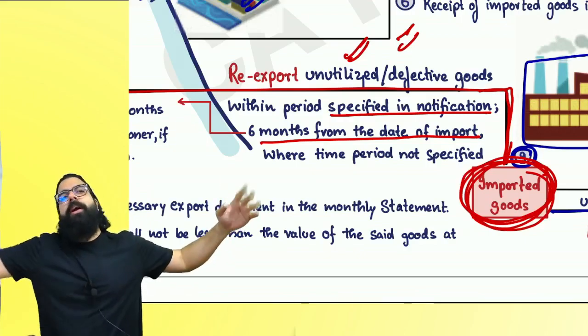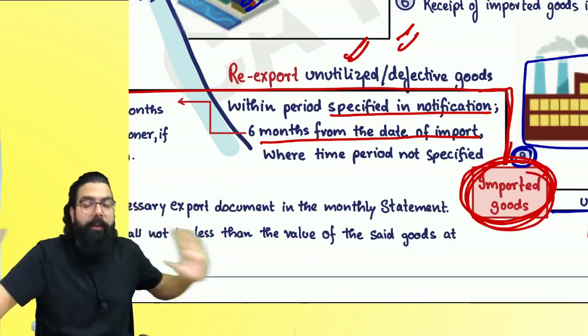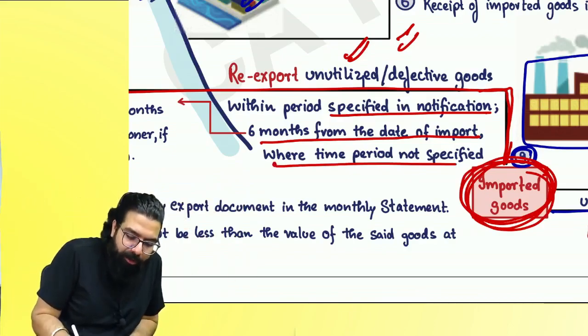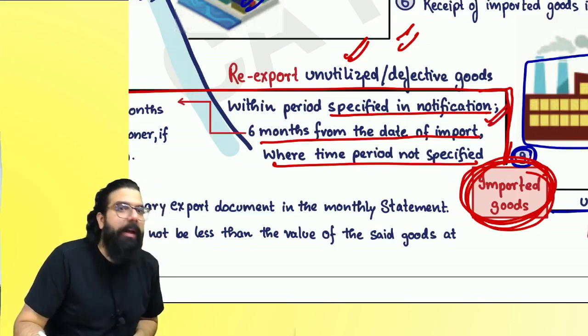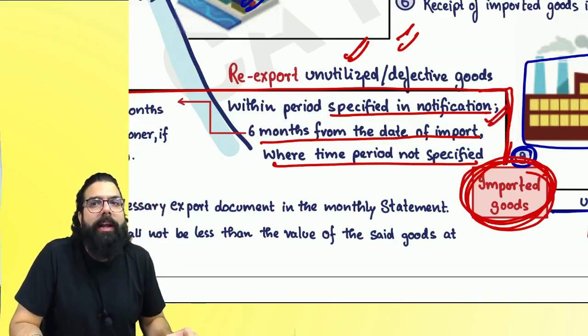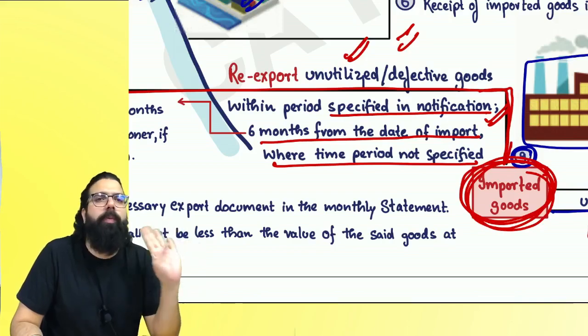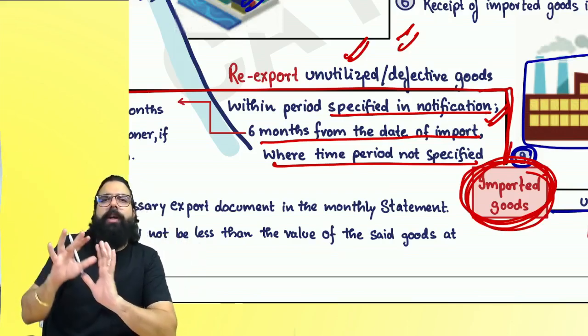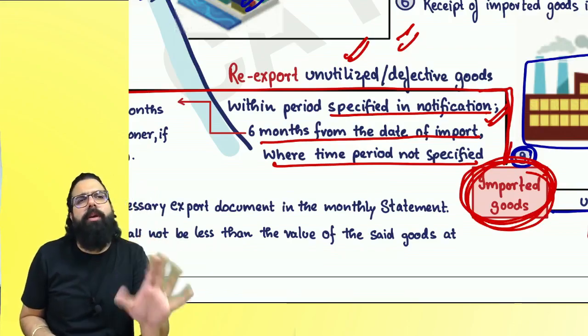When you imported, you got a clearance order. From that day, within how much time should you re-export? 6 months, where time is not specified. Otherwise you should export within the specified time. If the notification said any goods imported at a concessional rate of duty should be exported in 3 months, you have to export only in 3 months. If you don't use it, send it outside. If it's defective, send it outside. Within the time told in the notification.